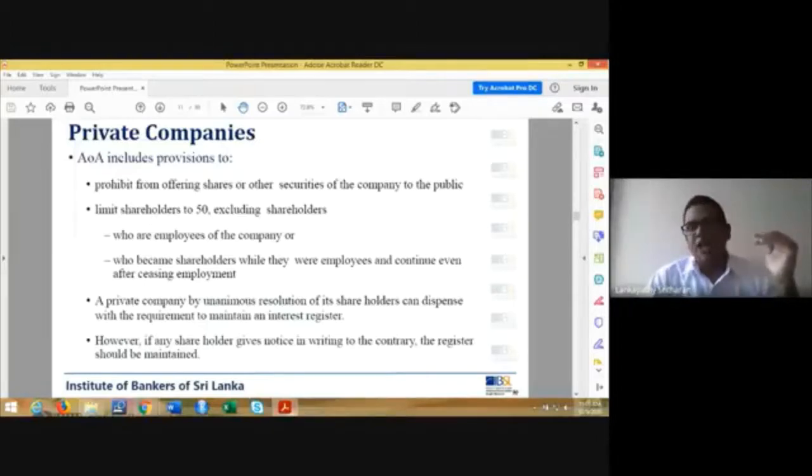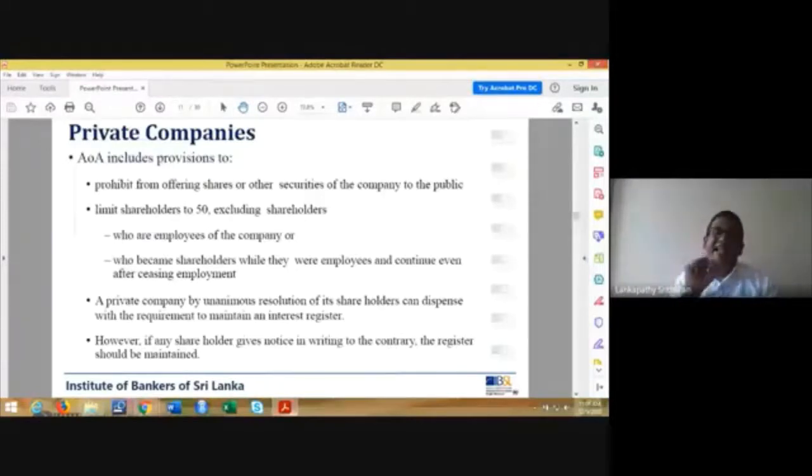The article of association is the document which prescribes all the terms and conditions related to the company. In a private company, it should include that it is prohibited from offering shares or other securities of the company to the public. That is the first one. The second one is to limit shareholders to 50. The maximum number of shareholders must be 50.